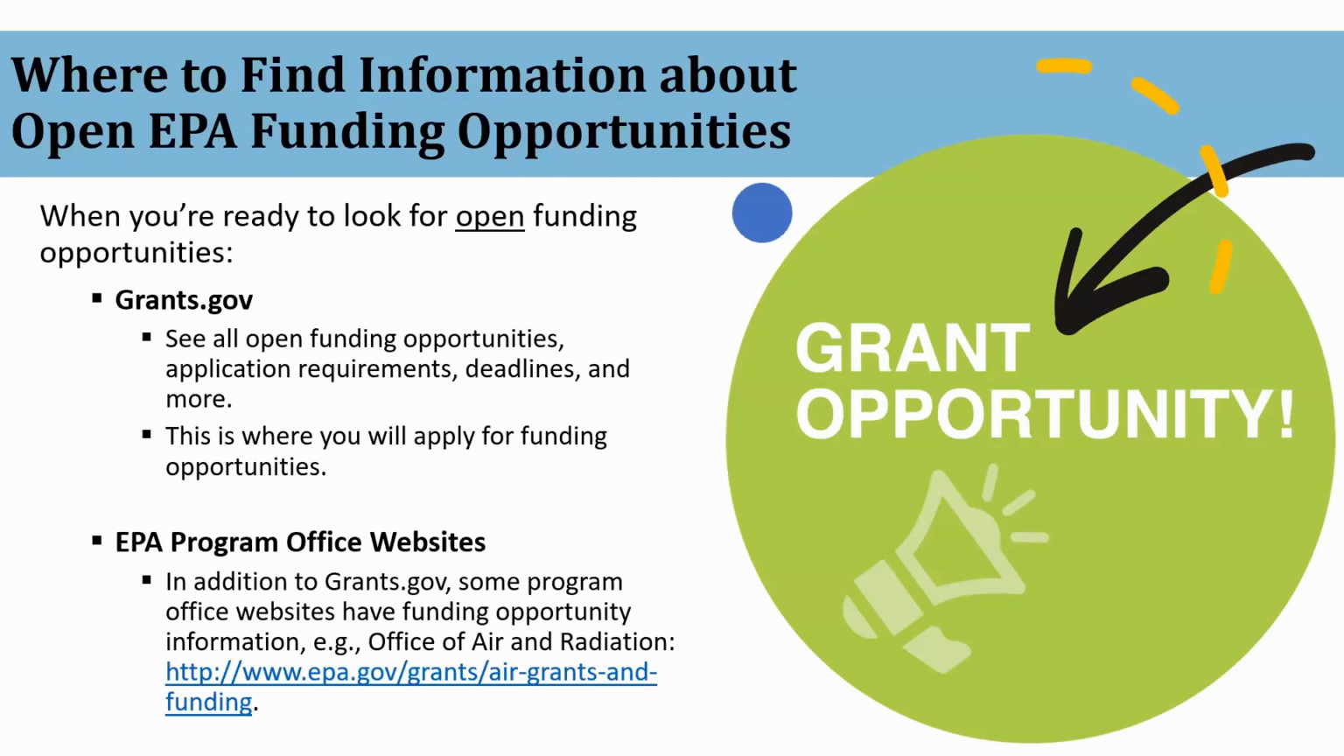The second place you can go is to the actual program office website. If you know of an EPA program that you'd be interested in working with, you can go directly to that program's website. They may list open funding opportunities there. And if it is listed on the program's website, it will also be listed in grants.gov. I should say that grants.gov is not an EPA specific site. So if there are any technical issues that you encounter while using that site, you will want to reach out to the grants.gov help desk.